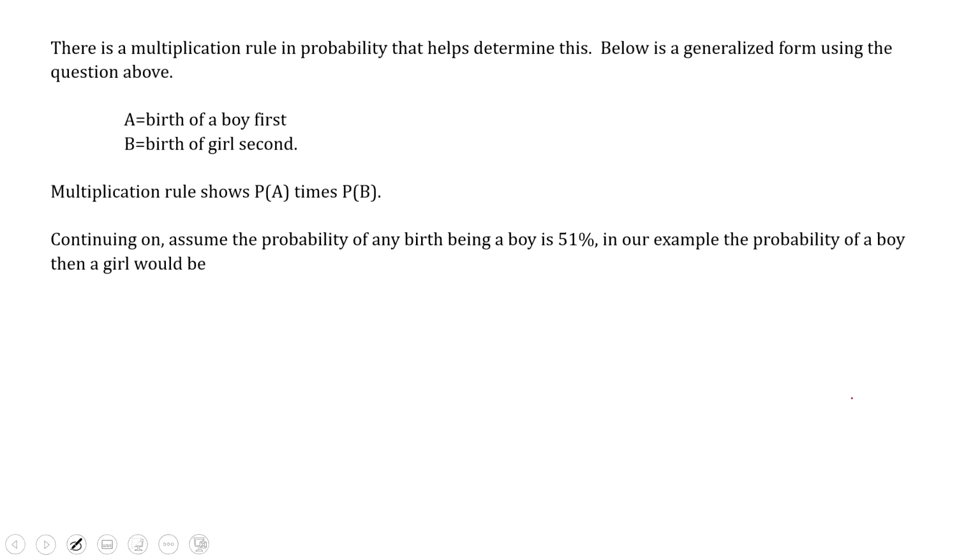So if we walk through our example, what actually happened is in the United States right now, the probability of babies being born a boy is 51%, a little more than half.